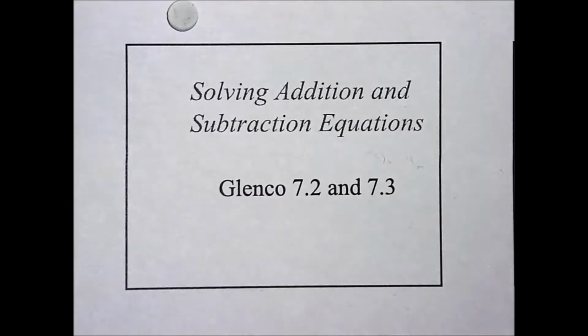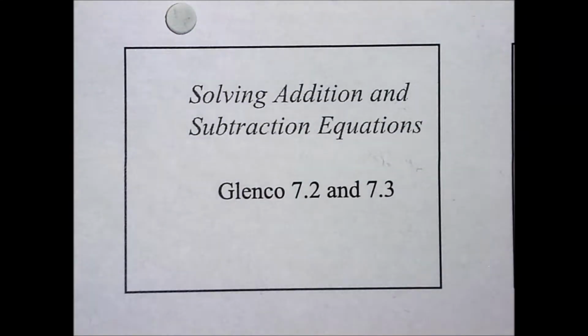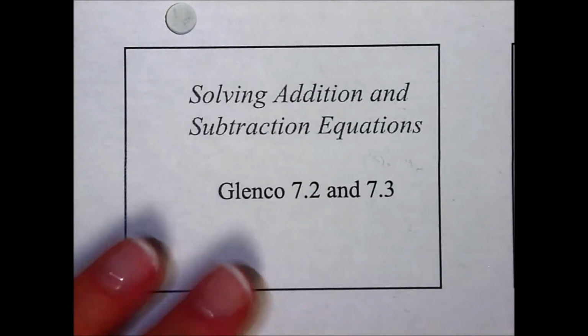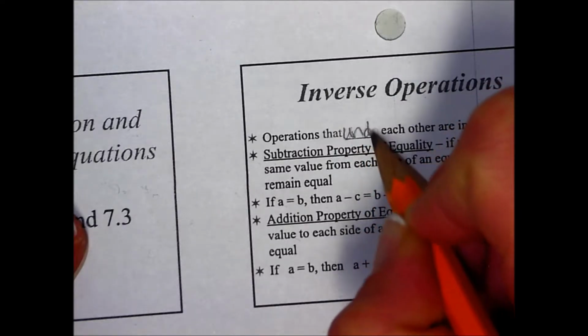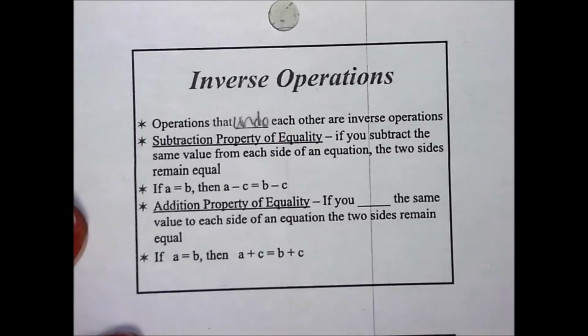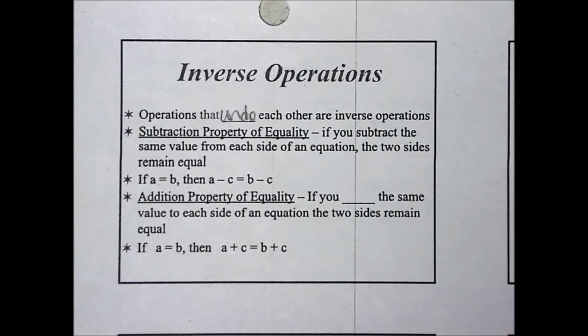Today's lesson is on solving addition and subtraction equations. This is in Glencoe chapter 7, lessons 2 and 3. We'll first start with the definition of inverse operations. These are operations that undo each other, and they work because of two properties of equality.